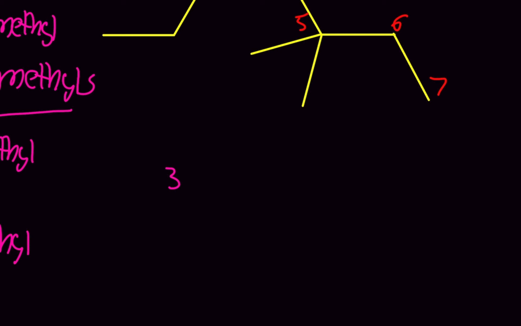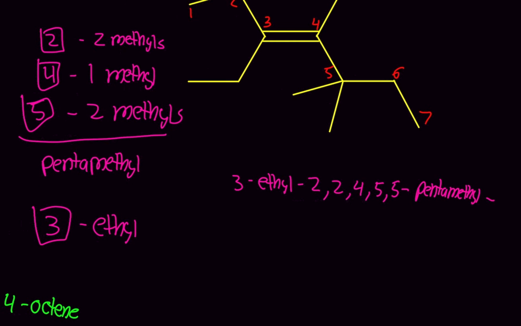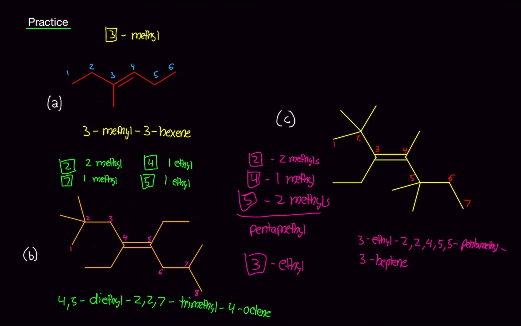So this is going to be 3 ethyl, 2, 2, 4, 5, 5, penta, and this is pentamethyl, dash 3 heptene. And that's the answer. All right, finally we're done with that.